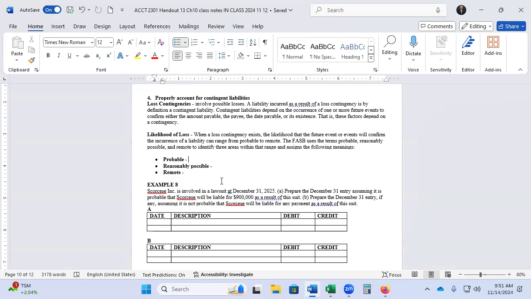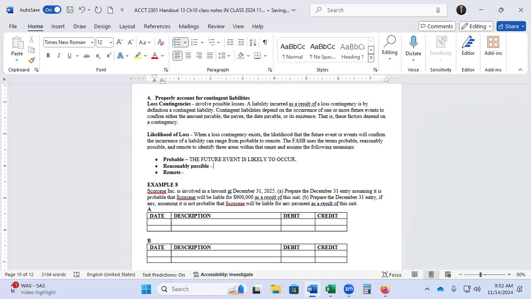So the likelihood of a loss depends on two things: whether or not you can estimate it and whether or not it falls under one of these categories. And probable is that the future event is likely to occur. Now notice they didn't give you a percentage here. So if your analysis says, I guess more than 50%, that seems like it would be likely, but they don't give strict percentages like that. So it's some of your own discretion.